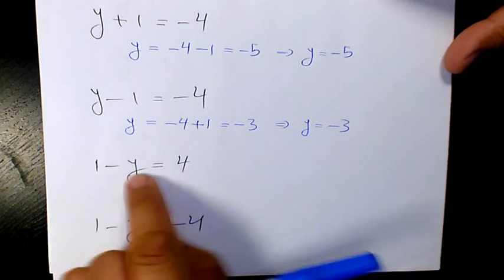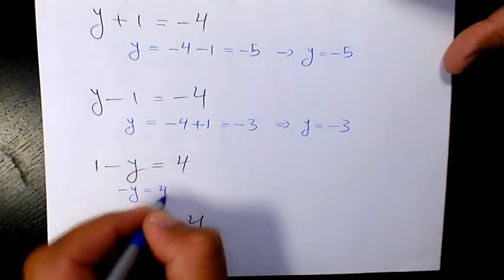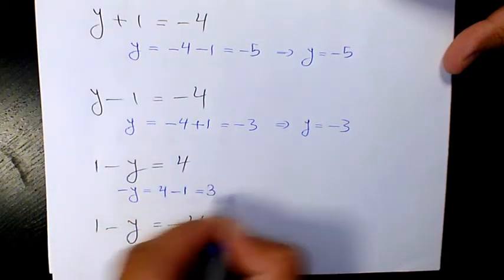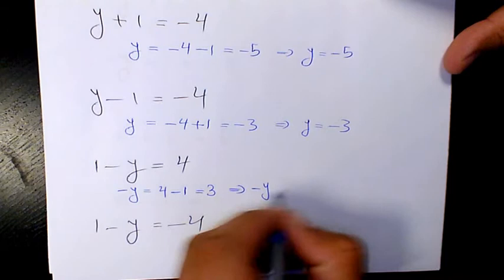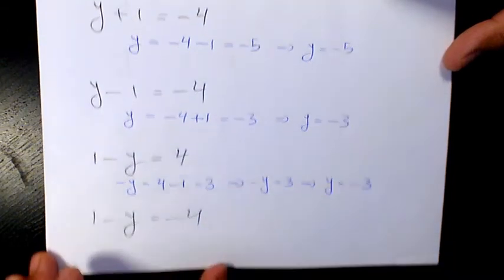Next one, 1 minus y equals 4. So I keep negative y in here. The 1, when you move it to this side, it's going to be negative. 4 minus 1 is 3. So negative y equals 3. y will be equal to negative 3.